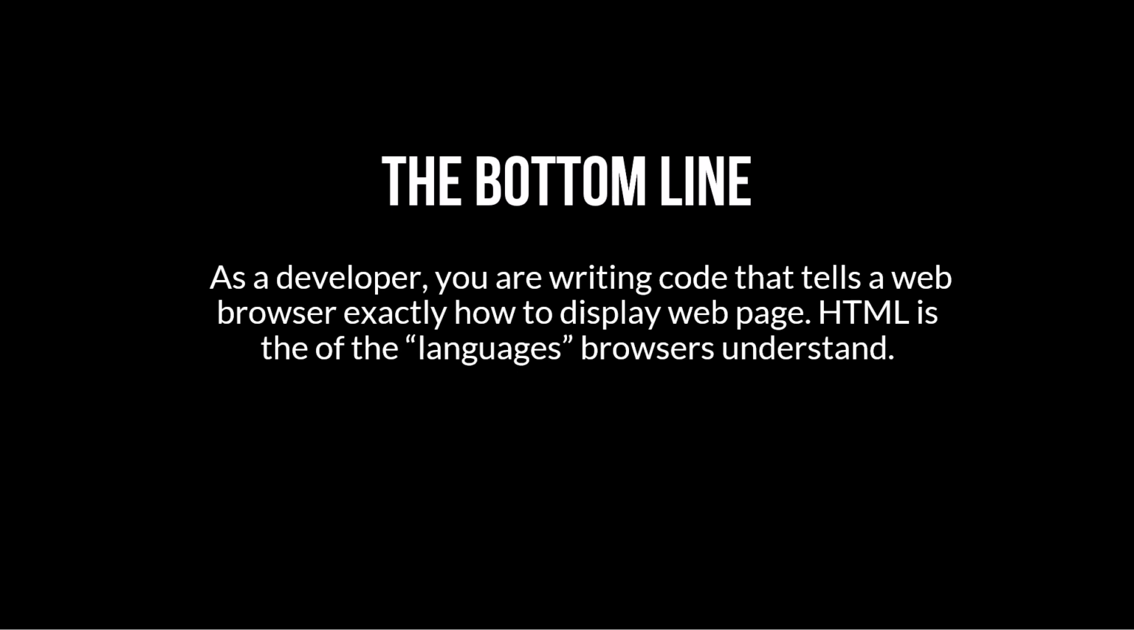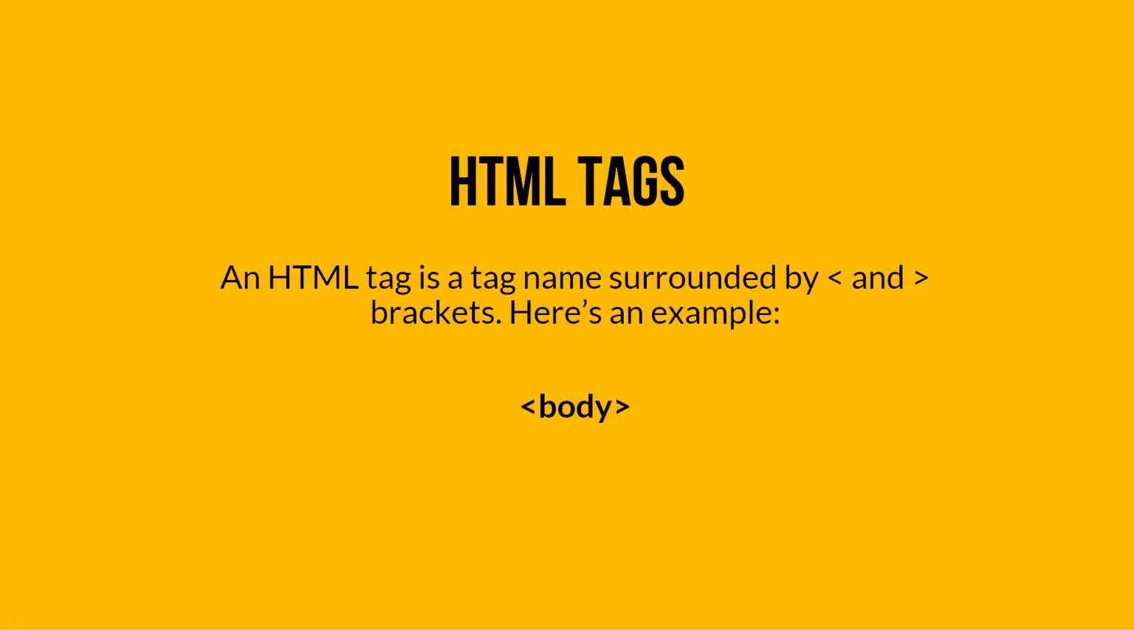So you are telling a browser how to render a page when you write HTML, and ultimately that's what HTML is. We've talked about HTML as a markup language, and we use tags to do the marking up. So now let's talk about HTML tags and exactly what they are. What an HTML tag is, is a tag name surrounded by less than and greater than brackets. So you can see an example here of the body tag.